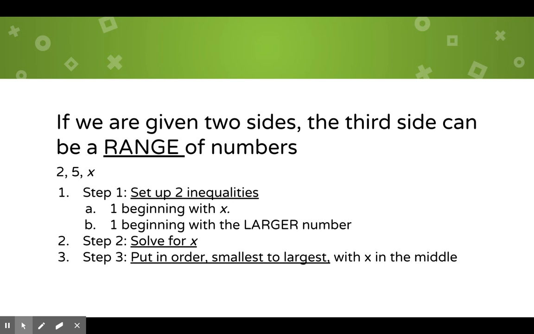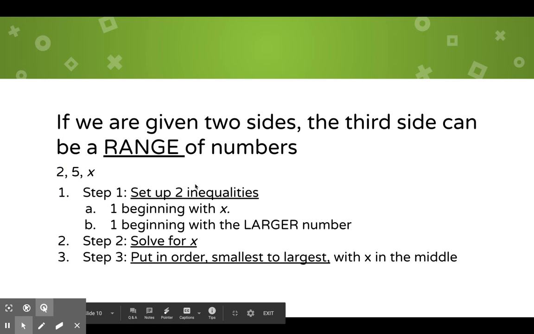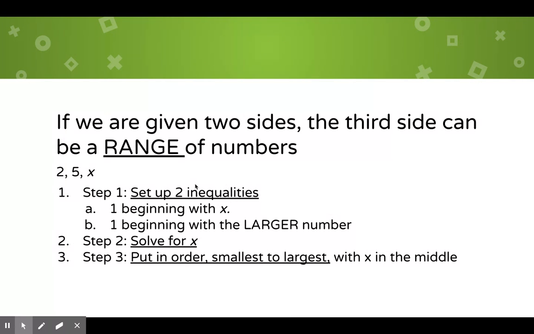So step 1, set up two inequalities, one beginning with x, one beginning with the larger number, and solve for x. Okay, so remember, the third side length has to be smaller than the other two side lengths added together. So if we create one with x, that means x has to be smaller than 2 plus 5. And then one beginning with the larger number. The larger number is 5. That means 5 also has to be smaller than 2 plus x, because that's still our third unknown.